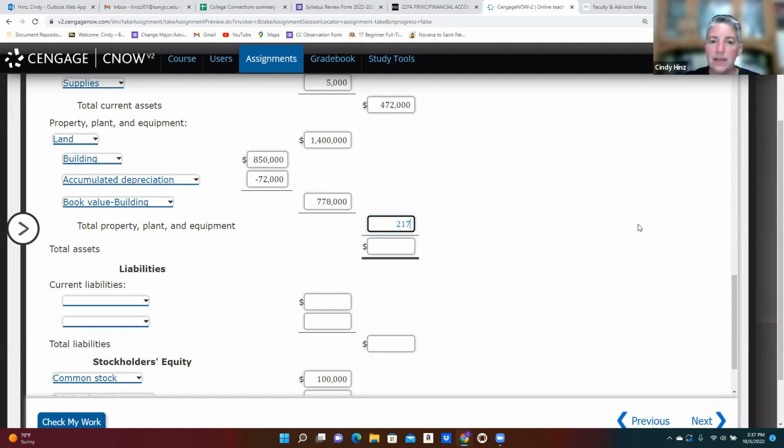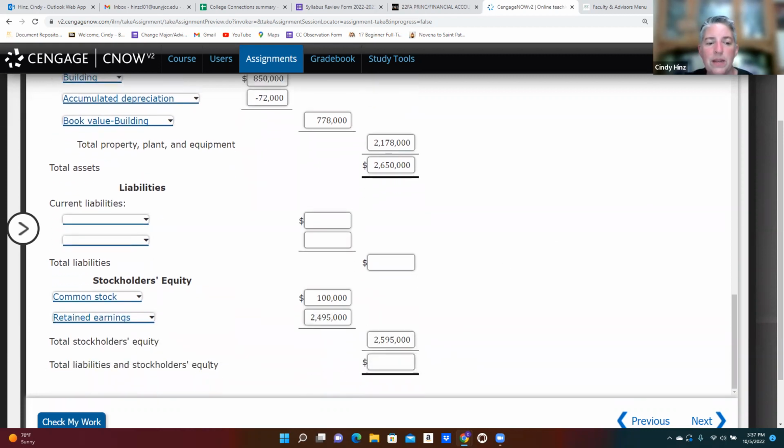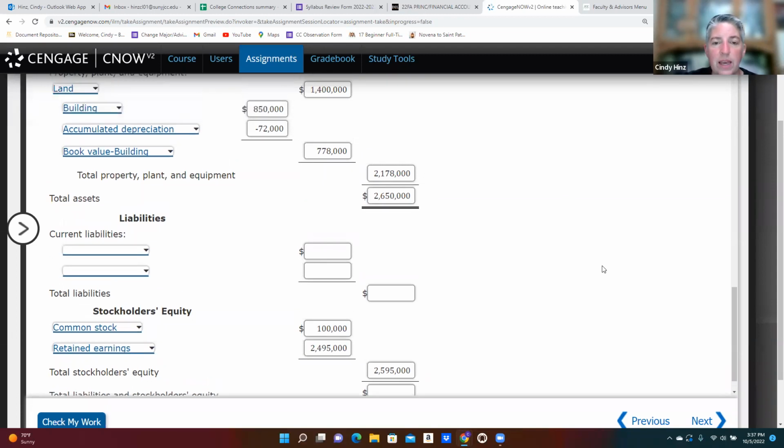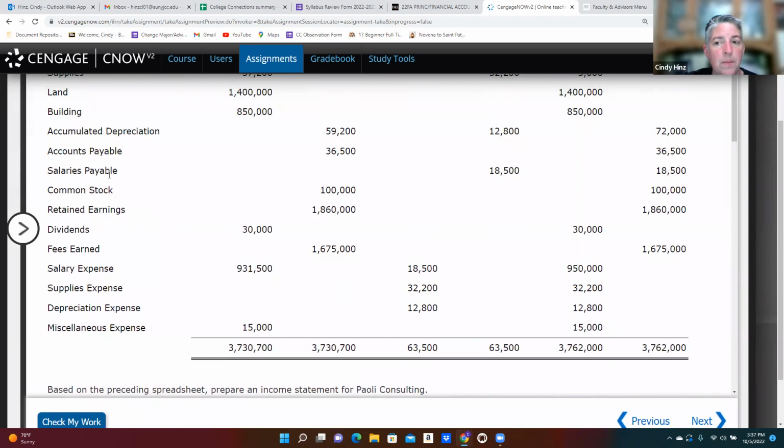Now we have all of our assets on the balance sheet, and we can go ahead and put in, whoops. Yeah, that's the total for our property, plant, and equipment. And then we can add to that the total of the current assets. And now we have something to use as a check. When we get down here, our total liabilities and equity must, of course, be the same as that total assets number. So it's a good way of checking ourselves, even when you don't have that check my work button to use. Our final two accounts then are the liabilities, accounts payable and salaries payable.